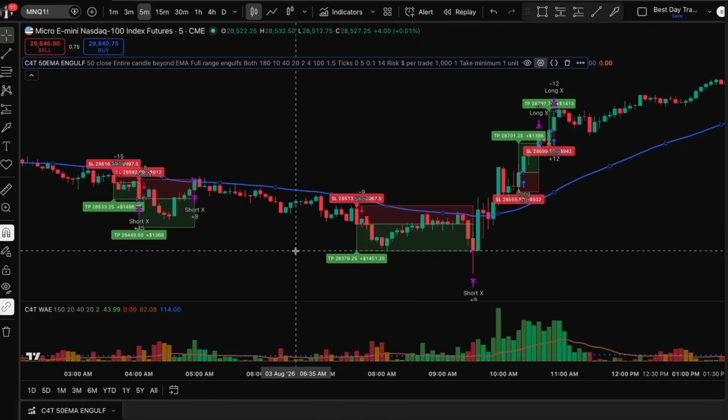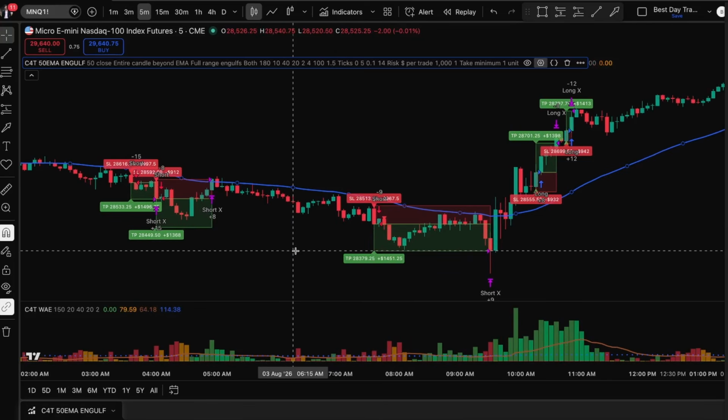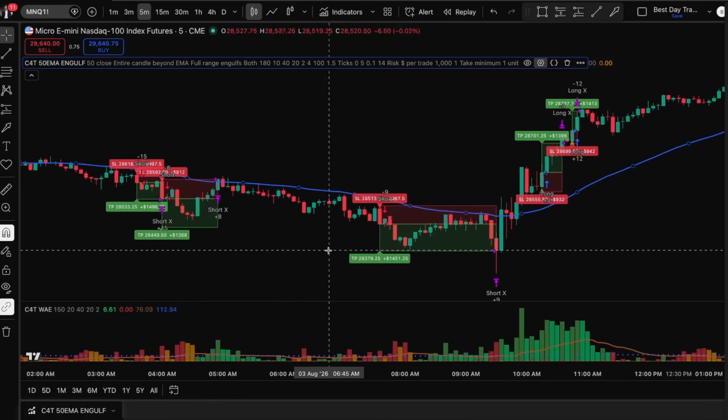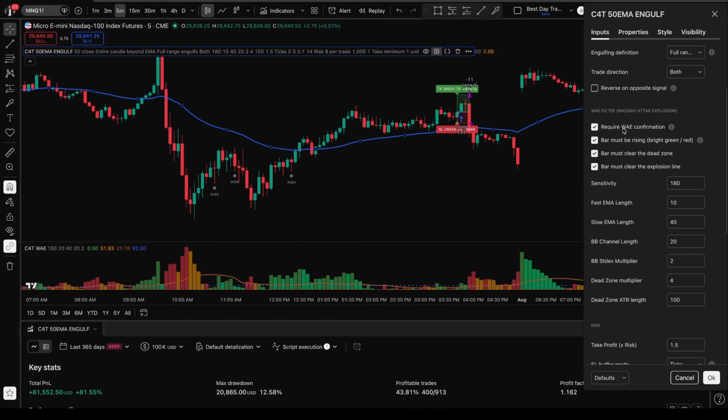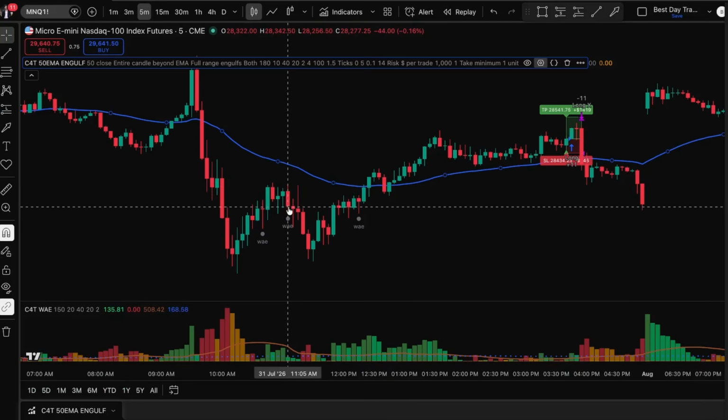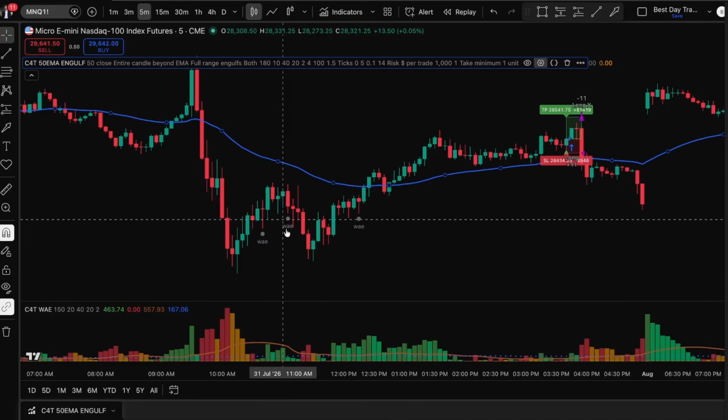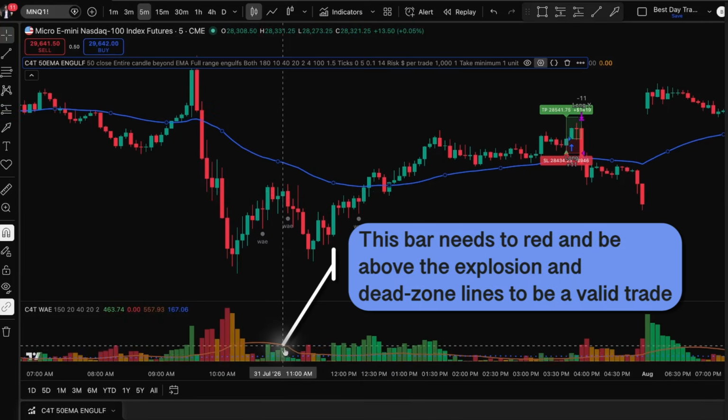There are some scenarios where it actually helps avoid certain trades. Let me see if I can find one. This is actually a good example of what is being filtered out. This is actually a good trade. You can remove the requirements for the explosion indicator, but this one here technically would have been a perfect entry. It engulfed the green candle here. But down here, you never see a red candle that broke above the explosion line and the moving average.